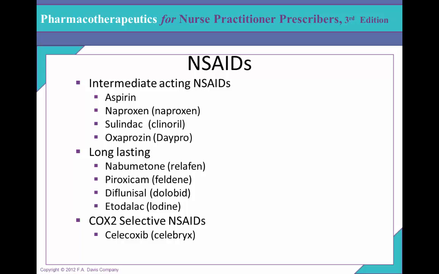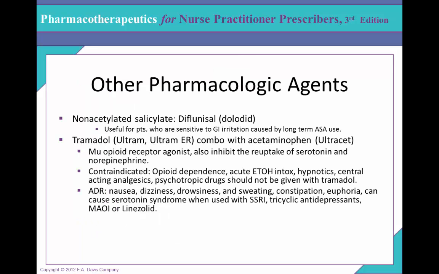You could use as well long lasting ones, such as meloxicam or piroxicam, or you could use COX-2 selective due to GI distress. To avoid that, Celecoxib, Celebrex. Other pharmacological agents which are non-acetylated salicylates, these are diflunisal. Basically, it's useful for patients who are sensitive to GI irritation caused by prolonged aspirin use. In addition, when it becomes progressively more severe, you could use the addition of opioids, which is tramadol, Ultram, which is a category 3. But be very careful with patients that are opioid dependent, alcohol, so any abuse.